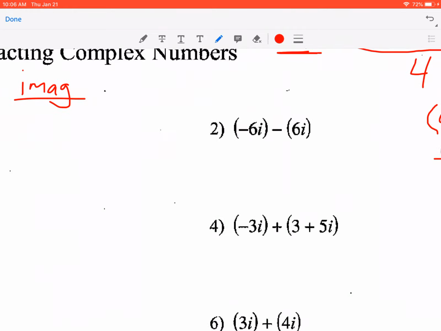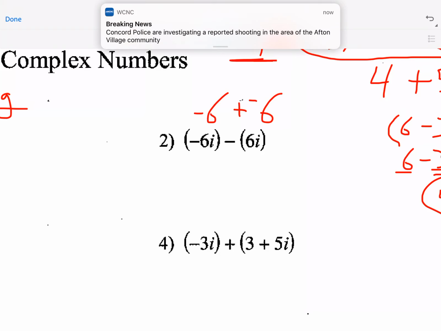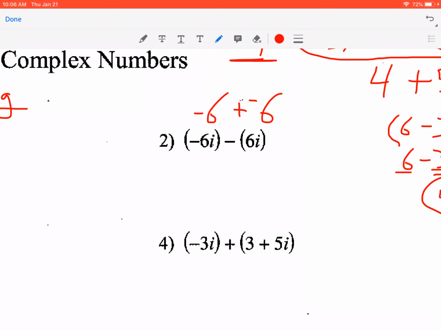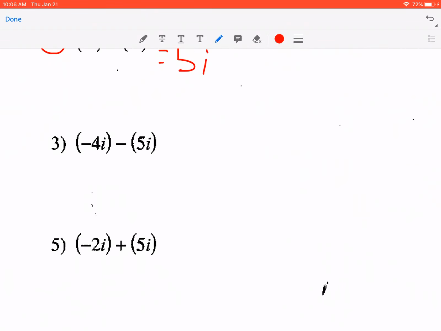When I look at number 2, this is the same as negative 6 minus 6. So if you wanted to do keep, flip, change, that's really negative 6 plus a negative 6. That answer should be a negative 12. But remember, you had the i attached, so negative 12i. It's the best you can do. All right? This is the same thing. If you want to do keep, flip, change, however you call it, that's fine. But when you combine these, that's a negative 9i.